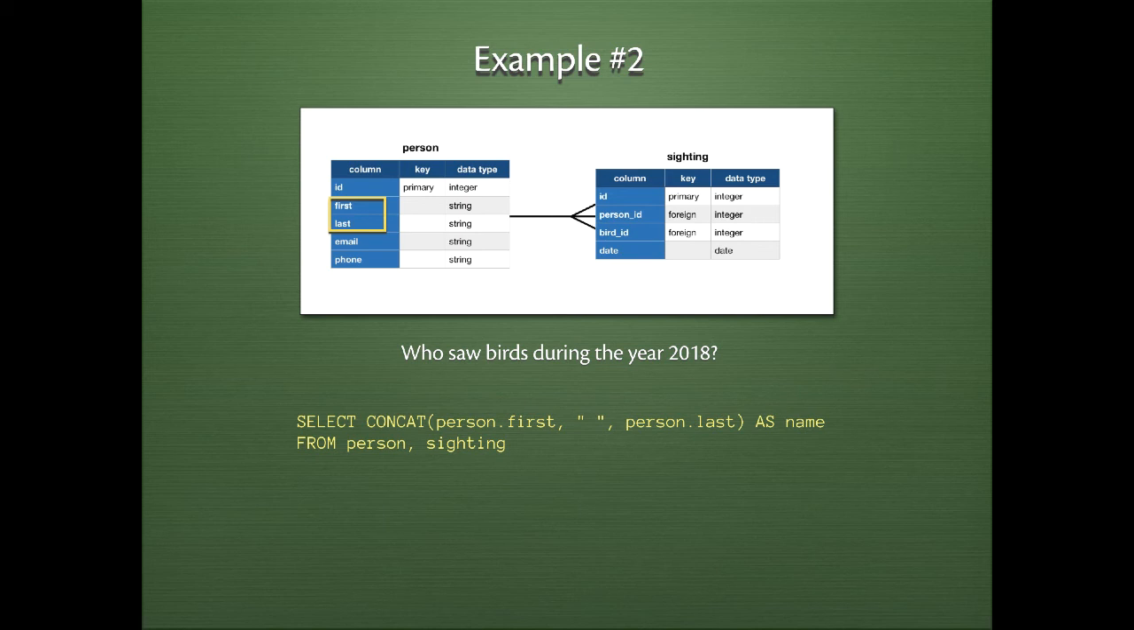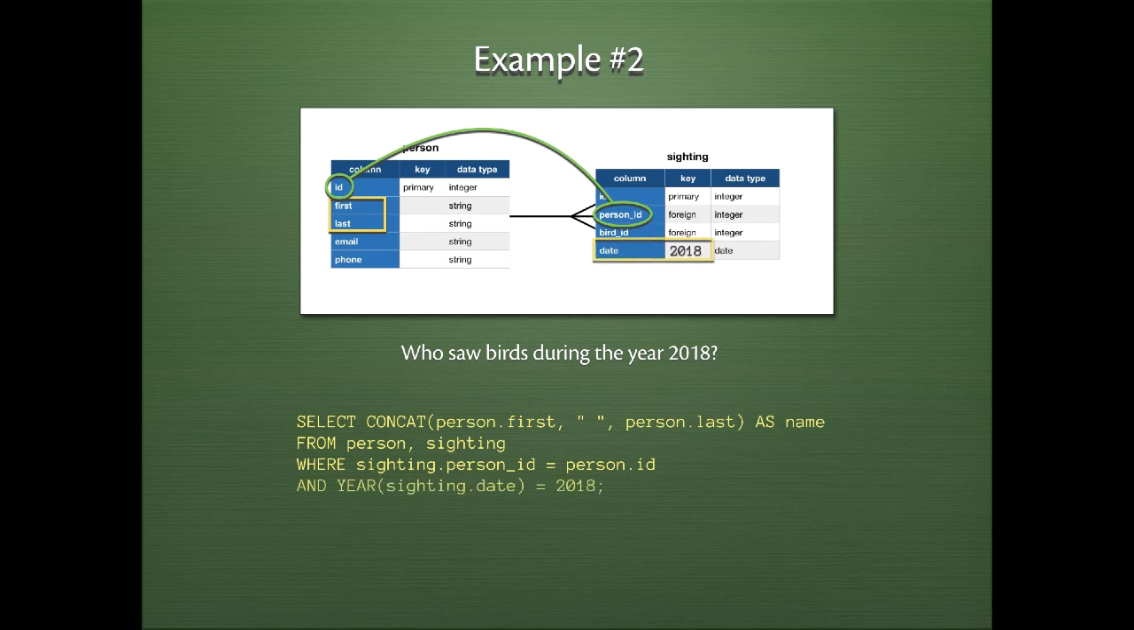In this case, I only need two tables. I need the person table and I need the sighting table. The where clause, again, maps out first that primary key, foreign key relationship, just as we saw before. But now it has this additional criterion that the year of the date column must be 2018. And so again, I know it's a full date, it's got a month, it's got a day. I'm just extracting part of that column. And so I'm using the year function here to extract only the year out of that date.